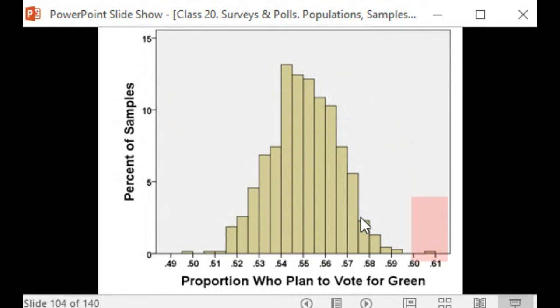Okay, here it is. I marked it on the right side in pink. This sample over here is the one with the highest P, because P is close to 0.61. We can see that on the x-axis. So in other words, in this sample, nearly 61% of the individuals plan to vote for Christina Green. So that means in this particular sample, 610 voters said they'd vote for her.